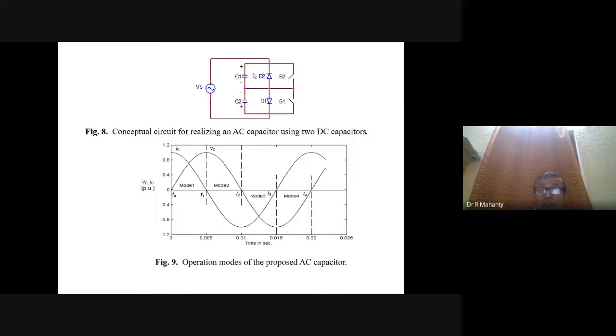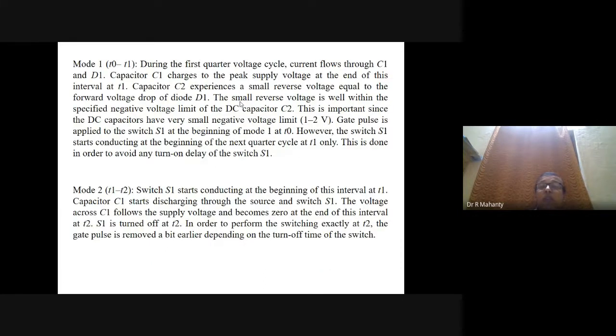Okay, and this voltage, the voltage drop across the diode, which is of the order of 1 volt or less than 1 volt, is very less than 3 to 4 volts. So even if this voltage is appearing across the capacitor C2 in the reverse direction, that will not harm the capacitor. Is it all right? And then what is happening? The capacitor C2 experiences a small reverse voltage equal to the forward voltage drop of diode D1. The small reverse voltage is well within the specified negative voltage limit of DC capacitor C2. This is important since DC capacitors have a very small negative voltage limit, which is 1 to 2 volts.